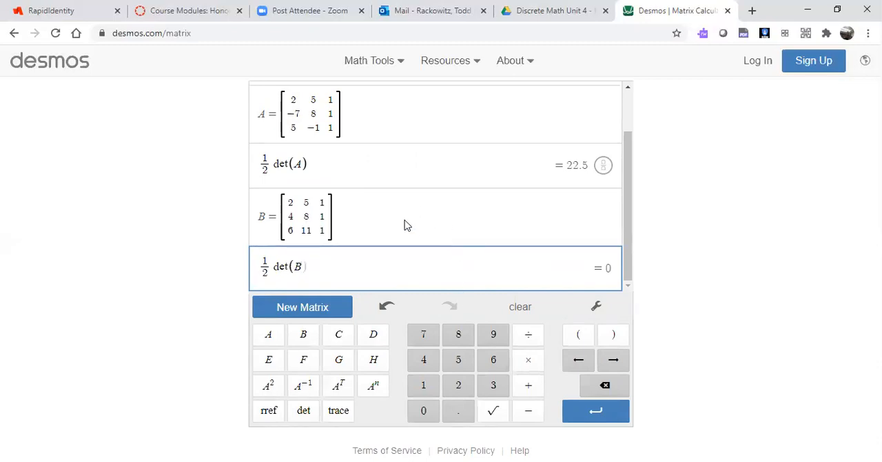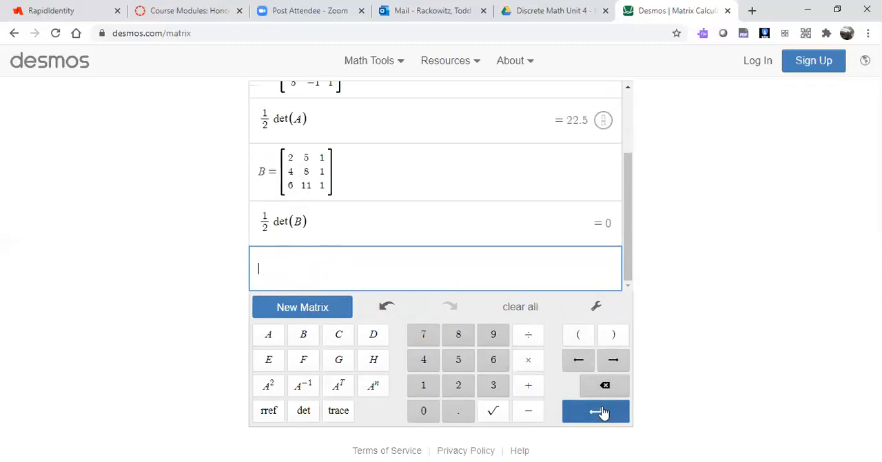All right. So the next one, I'm not going to go back and show. The next part of it was transposing a matrix. And transposing just means that you take each row and that becomes the new column, right? So if you look at B, instead of doing 2, 5, 1 across, the first column would be 2, 5, 1. And the second column would be 4, 8, 1. And the last column would be 6, 11, 1.